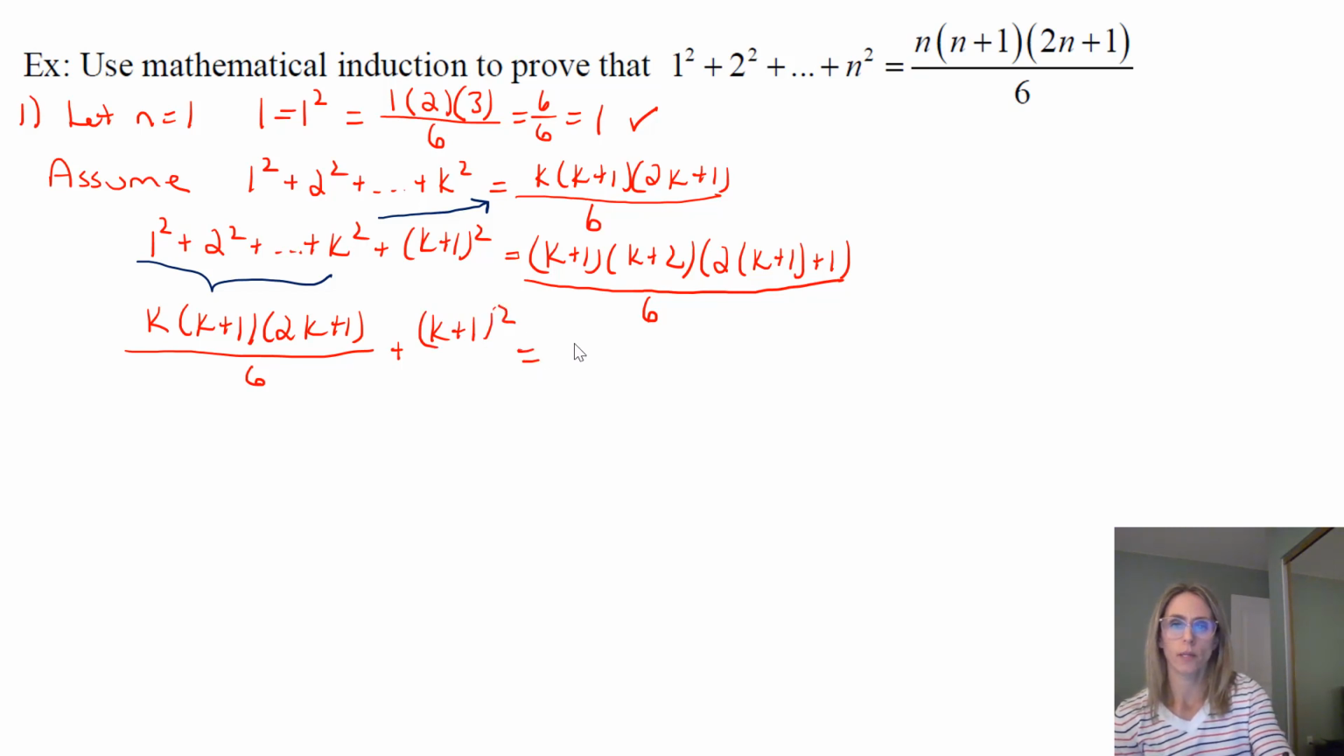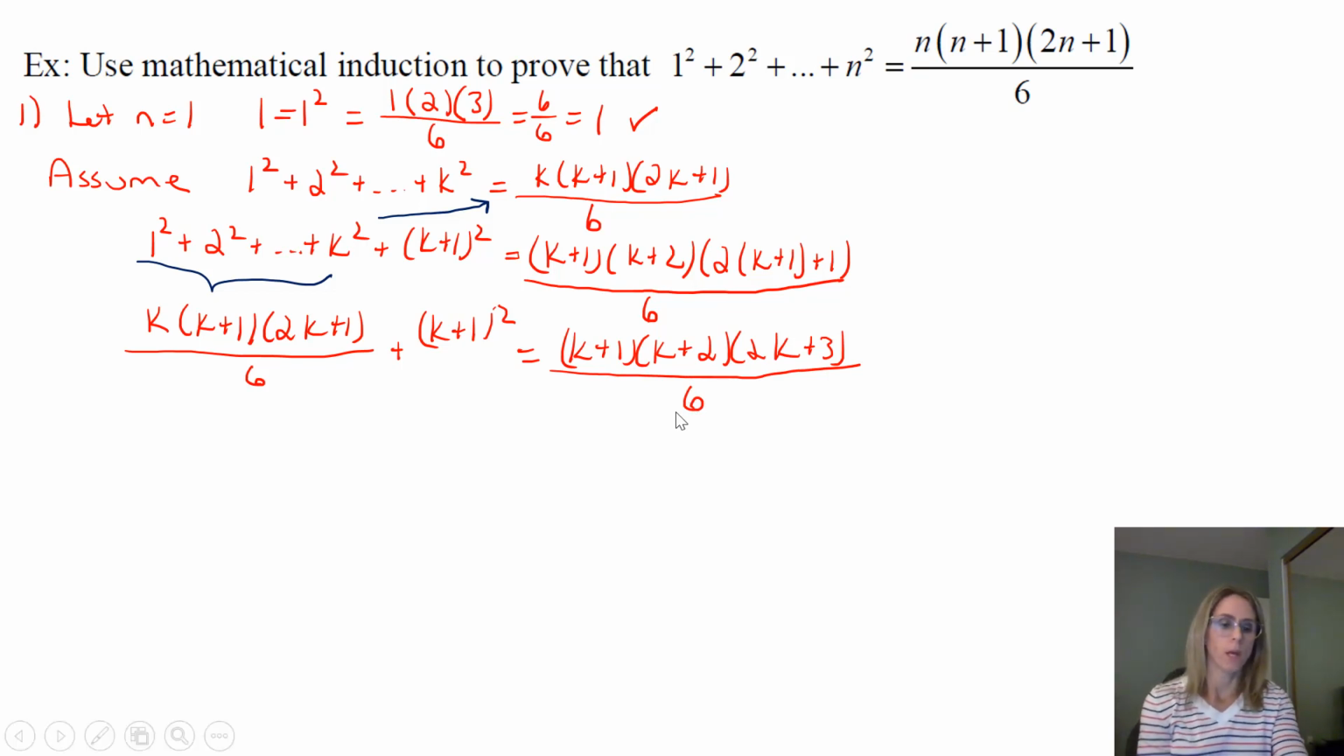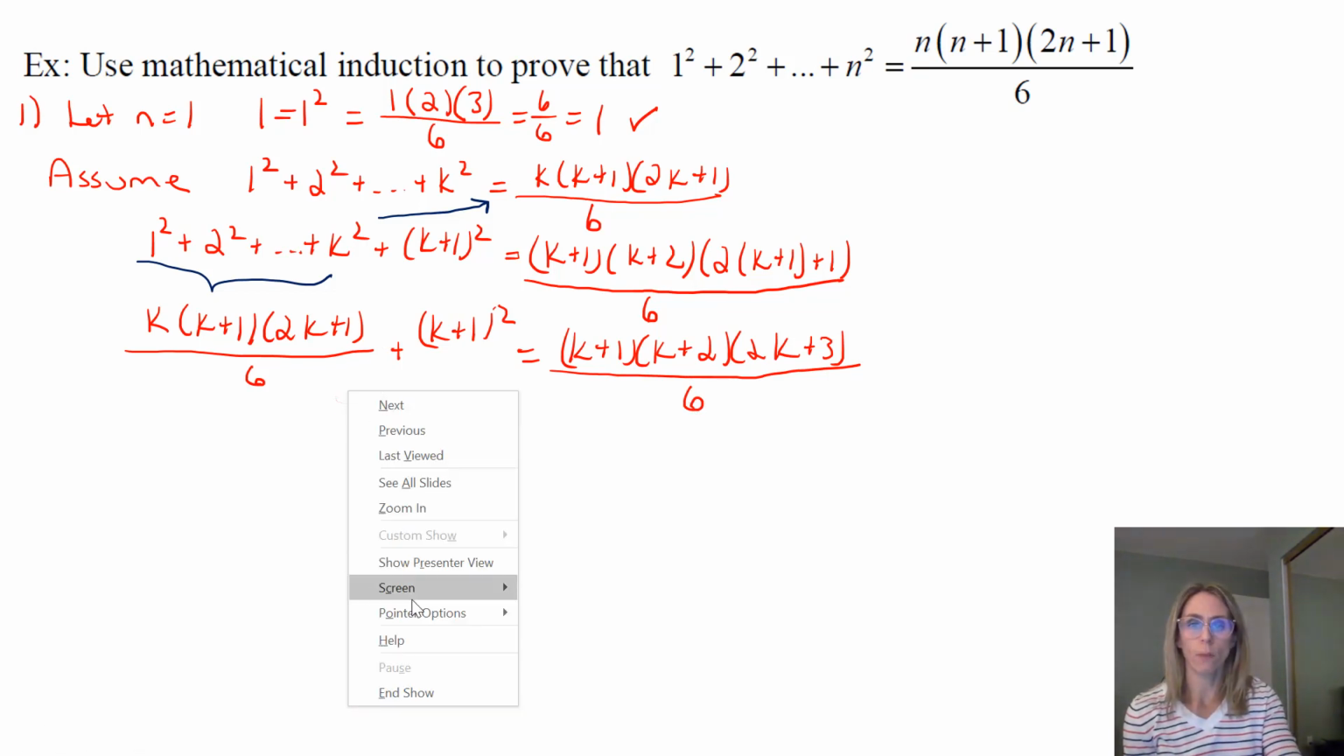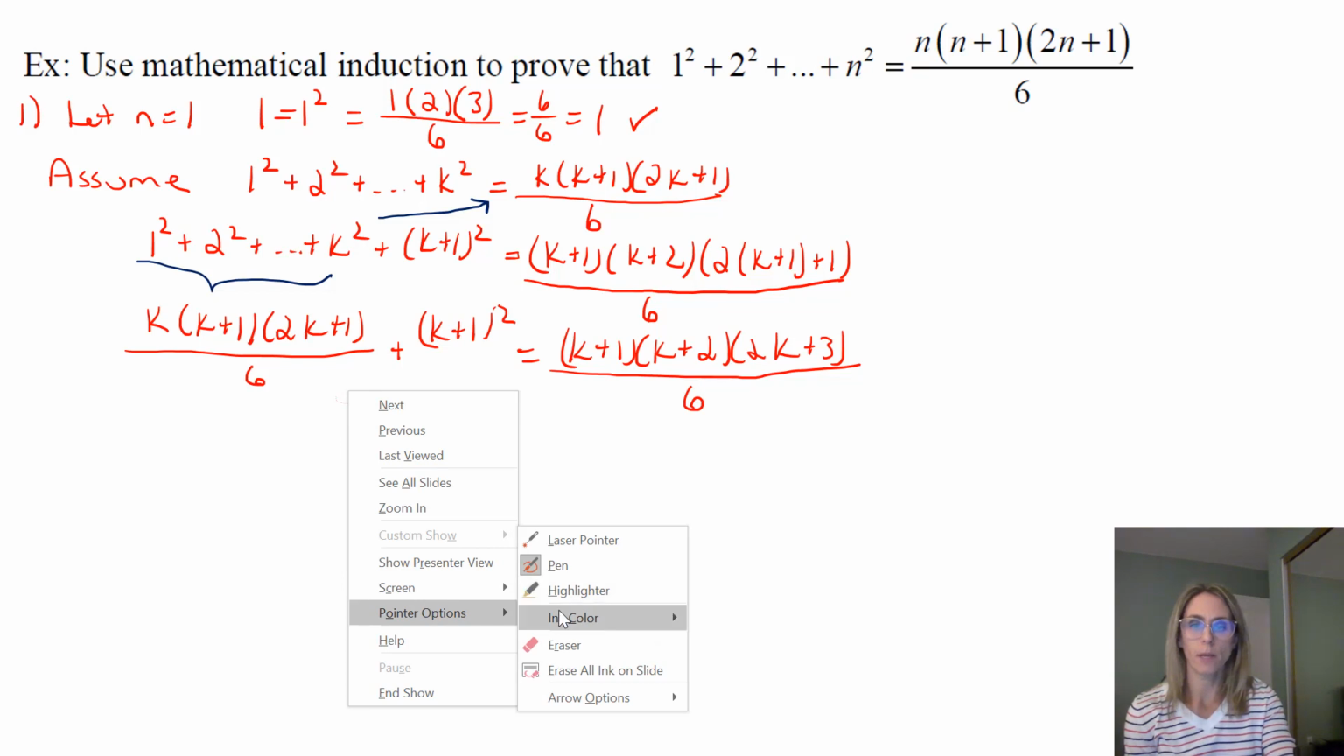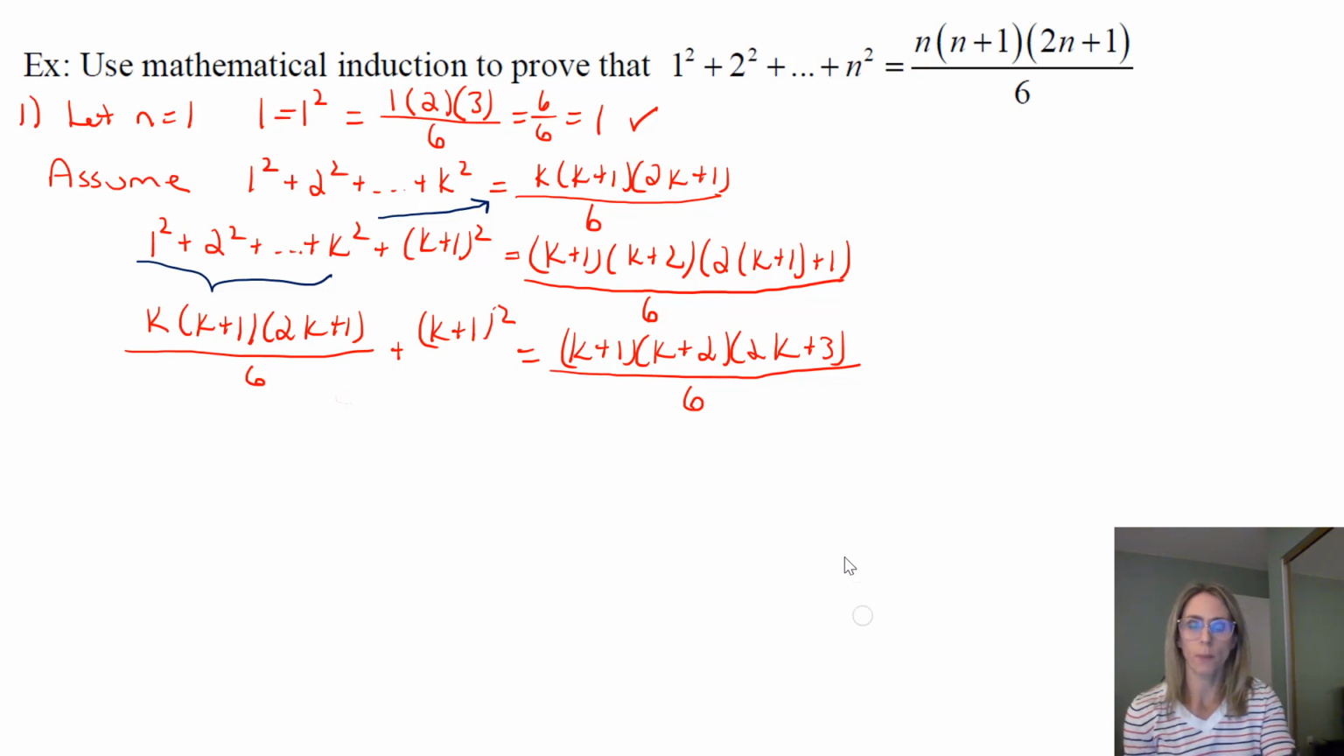And we're trying to show that that's equal to (k plus 1) times (k plus 2) times (2k plus 3), and multiply that out, divided by 6. Okay, now as we've done before, we just want that common denominator. Every time so far you've seen that it's just been a number. So over 6 and times 6, so that we can add these two together.